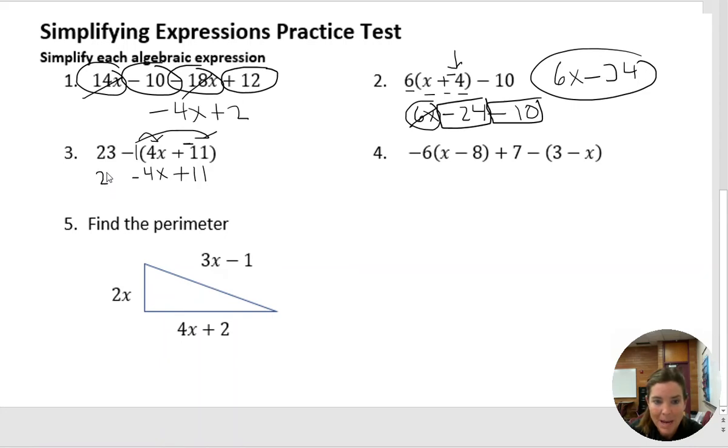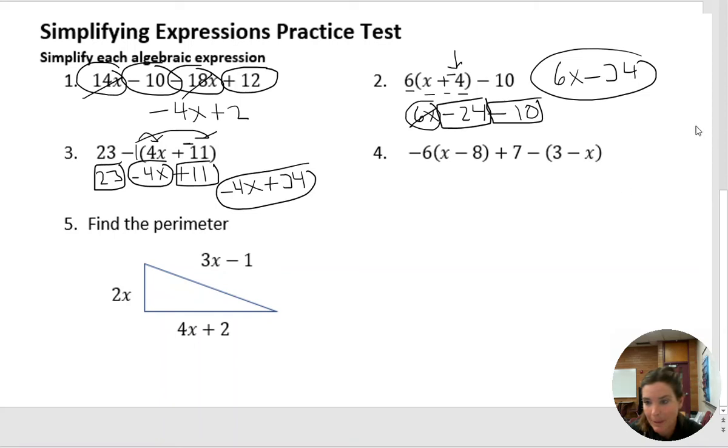And now we need to combine that with our 23. So we have a negative 4x, and then a positive 23 and a positive 11 makes a positive 34.